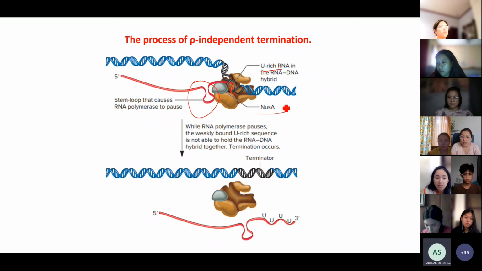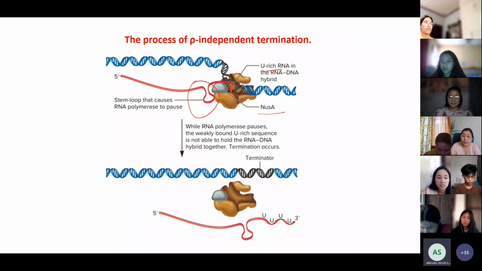So you have your NusA and the U-rich. The pausing would be stabilized by other proteins that bind to RNA polymerase. For example, a protein called NusA, which will bind to our RNA polymerase, to promote the pausing at the stem loops. And at the precise time, the RNA polymerase would also pause at the uracil-rich sequence that is found in our DNA strand. So basically, the difference is that it doesn't have your rho protein.